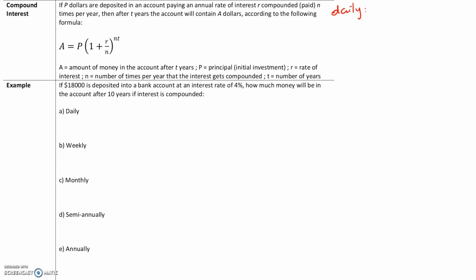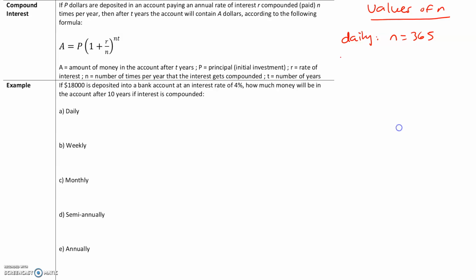So we're going to talk about the values of n, because we know r is the interest rate, t is time, and p is the principal amount. The only thing we really have to worry about is the value of n. So n is how many times per year interest gets compounded. If we're compounding interest daily, then n is going to be 365, because there are 365 days in a year. Therefore, the interest will get compounded every day, in other words, 365 times.